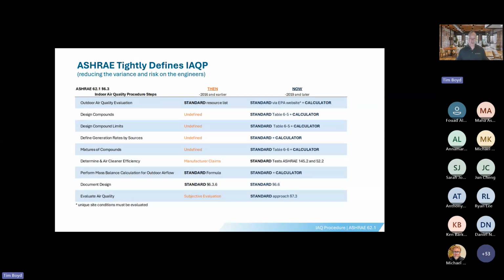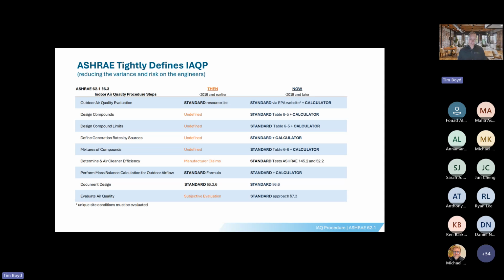And that's to demonstrate how fundamental this has been in the shift within the 62.1 code. So at a high level, you'll see here, I'm just showing you what changes happened, or how it lived in 2016 and now how it lives today, both in 2019 and later. But notice you have to design under the indoor air quality procedure. You as the engineer or designer would have to figure out, well, what are my design compounds? What are the limits? What are the generation rates? So on.